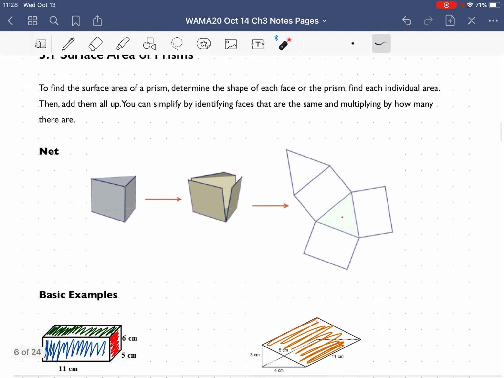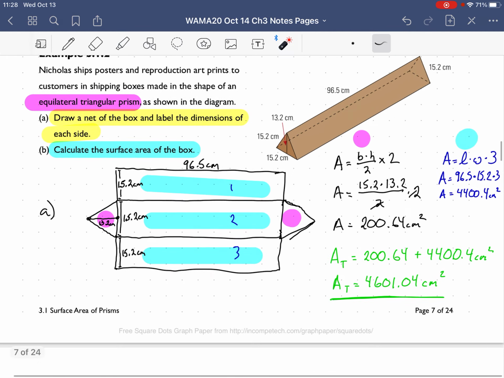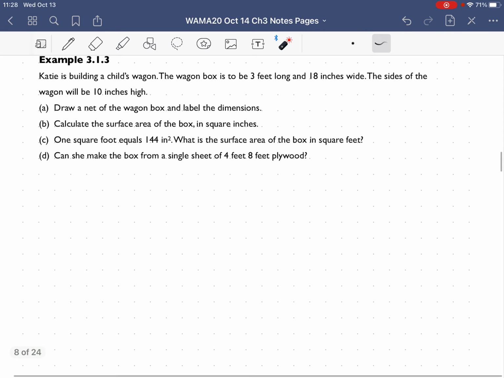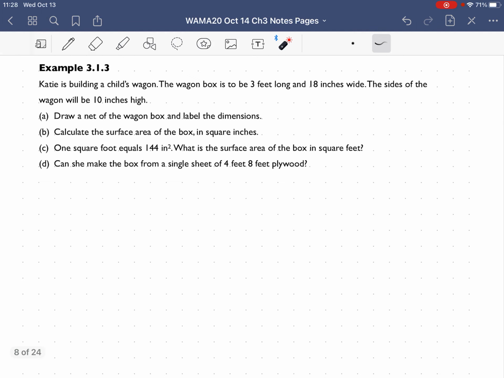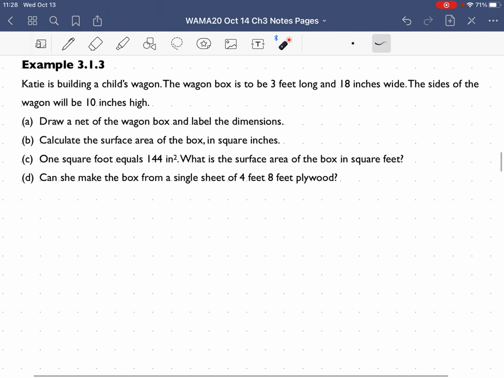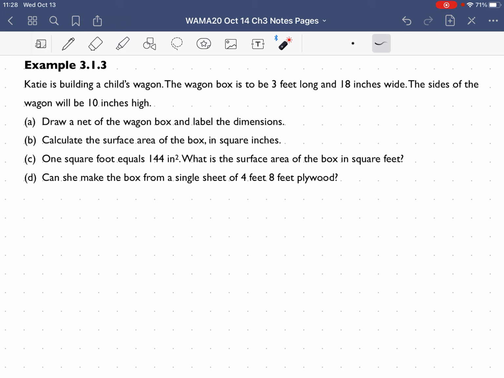We're still working on section 3.1, the surface area of prisms. And today we are going to be looking at example 3.1.3. So let's read the question. Let's identify what's going on.